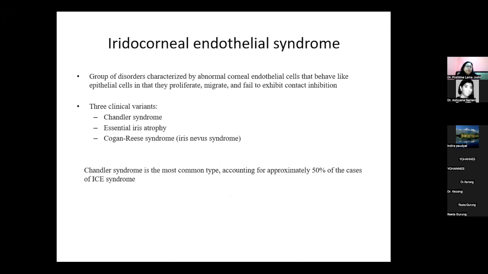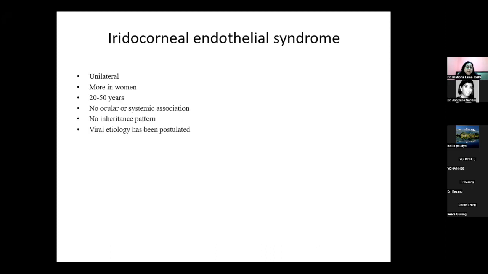ICE syndrome, iridocorneal endothelial syndrome. This also causes secondary angle closure glaucoma, and it is a group of disorders in which there are abnormal corneal endothelial cells that act as epithelial cells. There are three clinical variants: Chandler syndrome, essential iris atrophy, and Cogan-Reese syndrome. Chandler syndrome is the most common type, accounting for 50% of ICE syndrome.